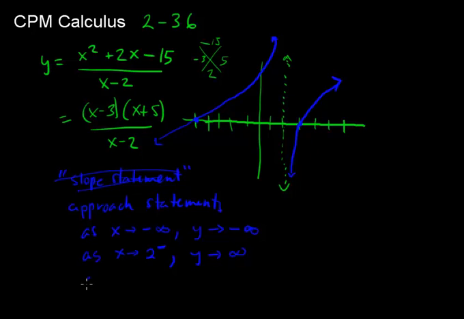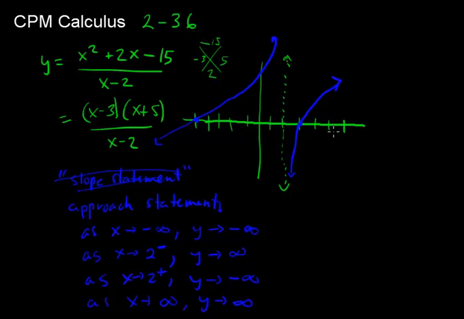Let me correct that. As x approaches 2 from the right, so we're on the right side of 2 and approaching it, we're going down: y approaches negative infinity. And finally, as x goes all the way to the right, to infinity, y is approaching infinity as well. It's getting higher and higher and higher.